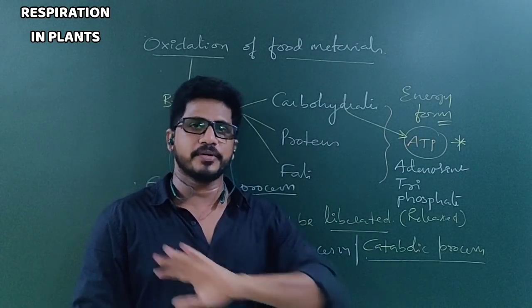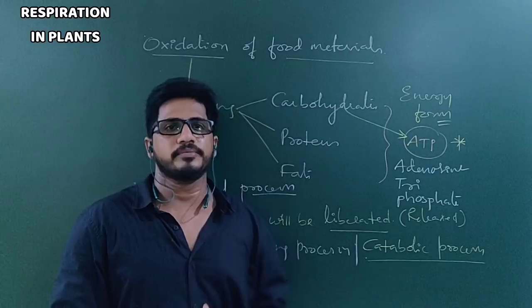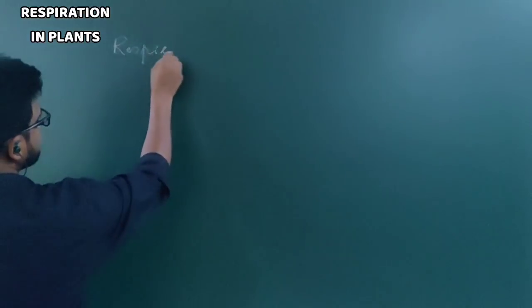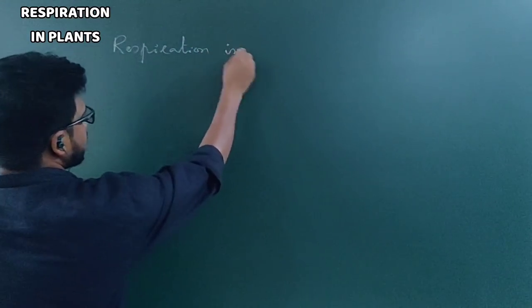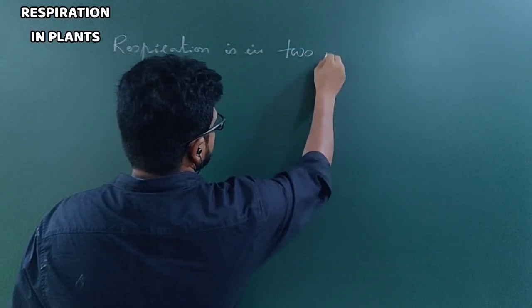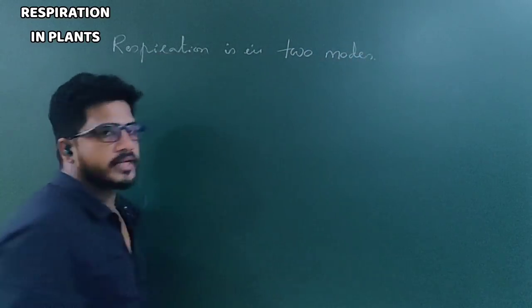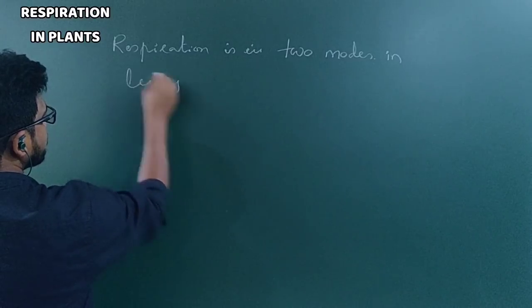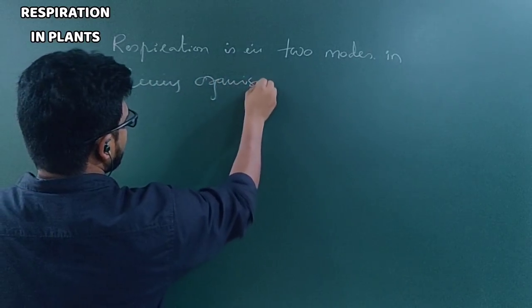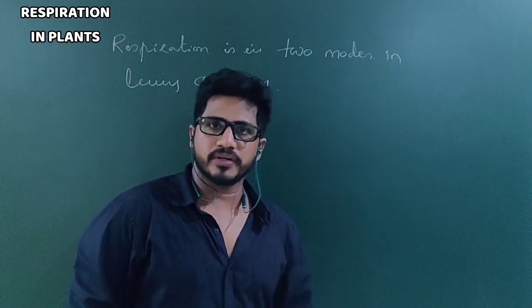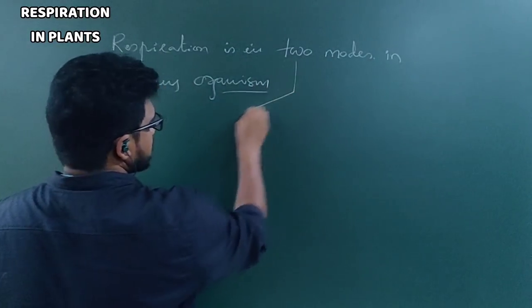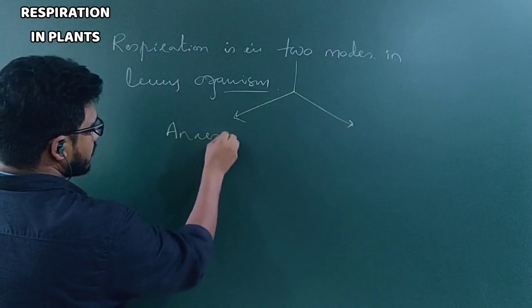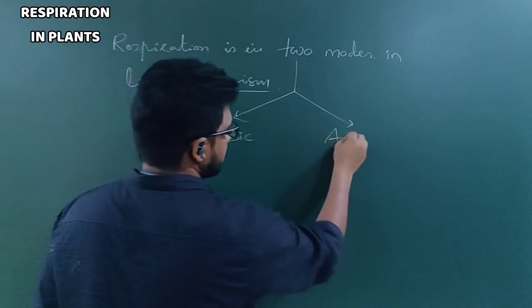You might have some knowledge about respiration. Please trash it and start from this. Okay? Let me tell you some more important things. Respiration is in two modes. Two modes means two kinds or two types in living organisms. There is no doubt it is a vital property of living organisms only. What are the two types? Already you have guessed. That is anaerobic and aerobic.